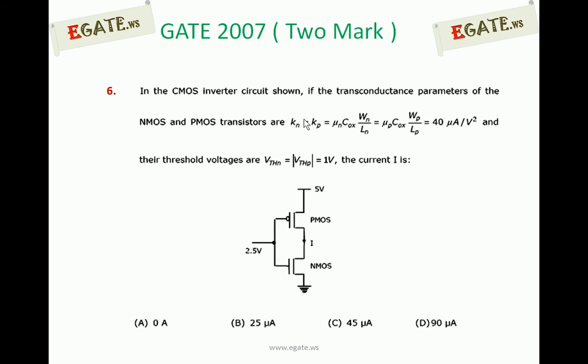In the CMOS inverter circuit shown, if the transconductance parameters of NMOS and PMOS transistors are 40 microampere per volt square and their threshold voltages are VTN equal to modulus of VTP equal to 1 volt, then the current I indicated is: A, 0 amperes; B, 25 microamperes; C, 45 microamperes; D, 90 microamperes.